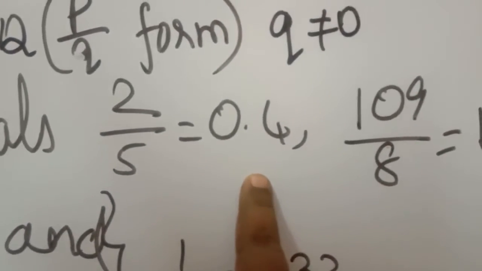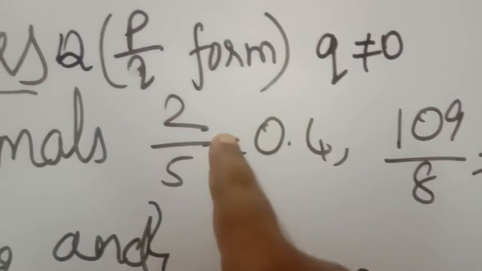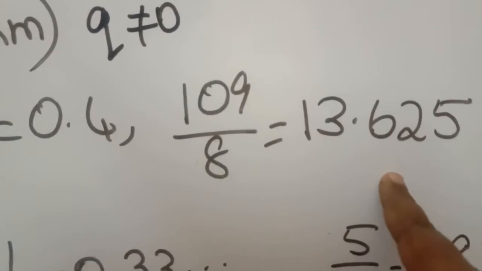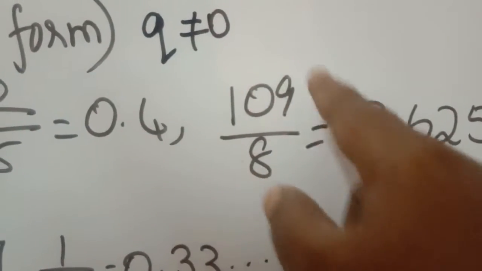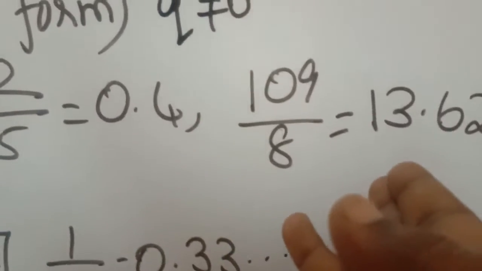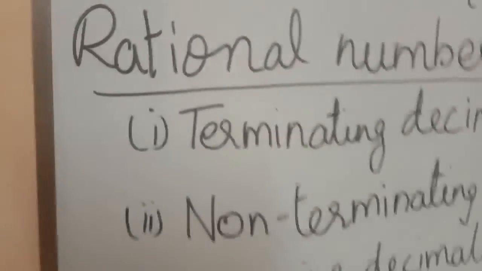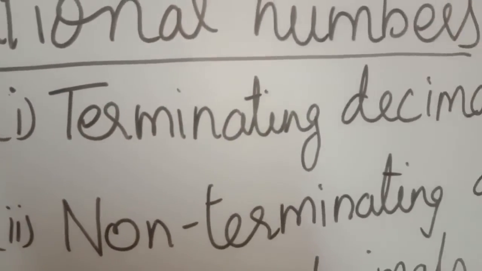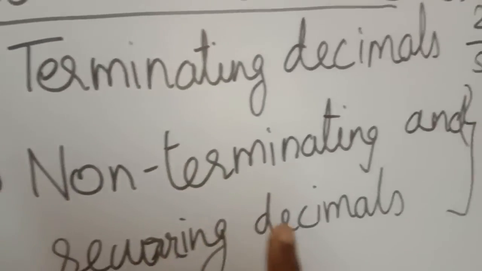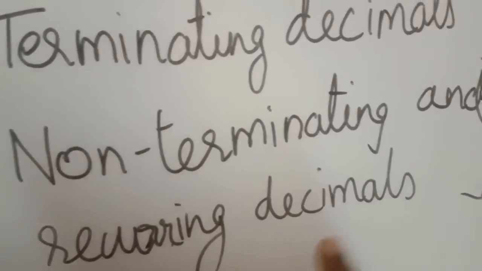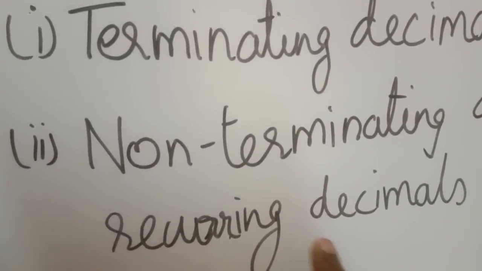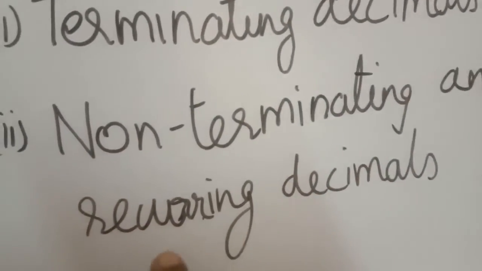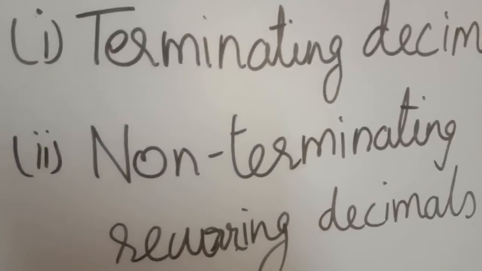So this terminating decimal 0.4 is a rational number, and it can be written in the form of P by Q. 13.625 is a terminating decimal. It can be written in the form of P by Q, 109 by 8. So these are all rational numbers. The second thing: if it is not a terminating decimal, when is it a rational number? If it is non-terminating, then it should be a recurring decimal. Then only it is a rational number.